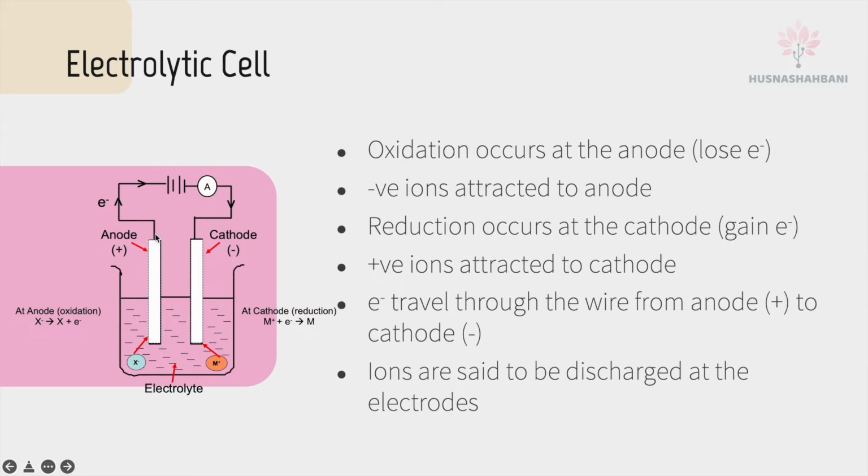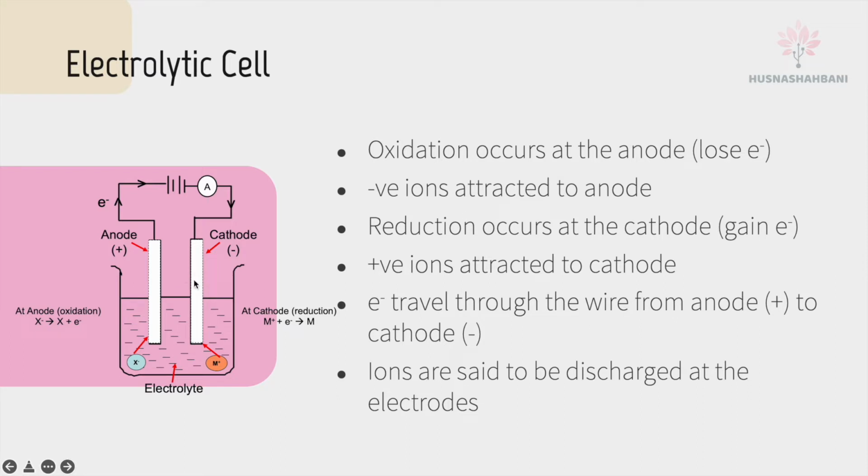Oxidation occurs at the anode, the same as in a galvanic cell. At the anode, oxidation occurs, meaning it is losing electrons. Since oxidation occurs here, negative ions are attracted to the anode, because the anode is the positive electrode.